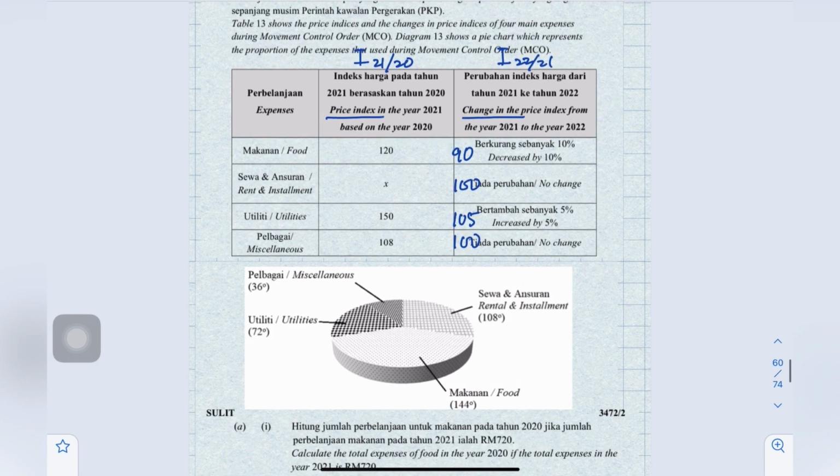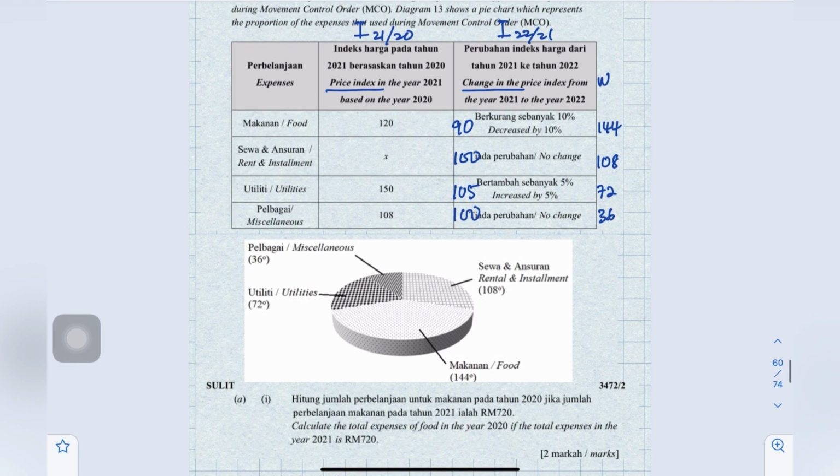Okay, so pie chart ni pun kita terus je lah tulis. So for food is 144, weightage dia 144. Okay, so then rent, okay, 108. Utility 72 and miscellaneous 36. Okay, so then A. Calculate the total expenses of food in the year 2020 if the total expenses in the year 2021 is 720. So you focus on food sahaja, which is 120.